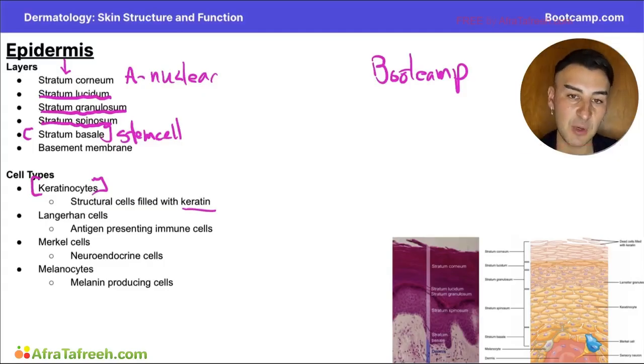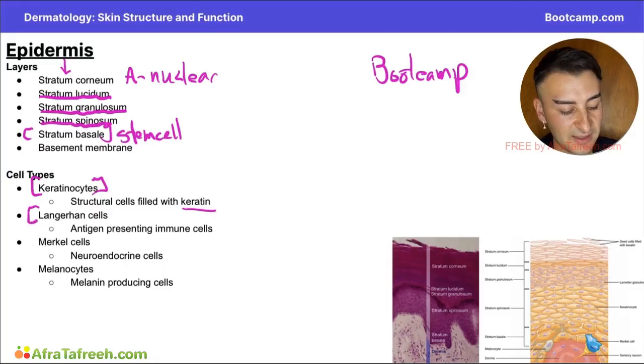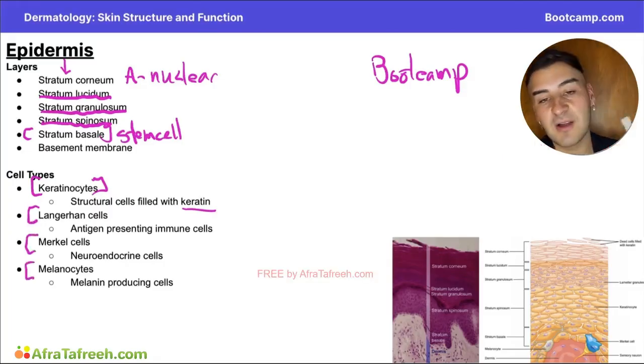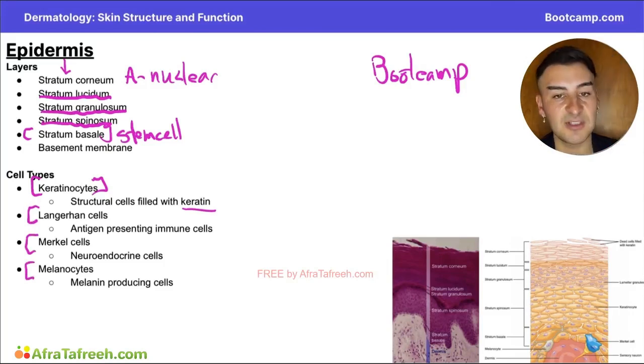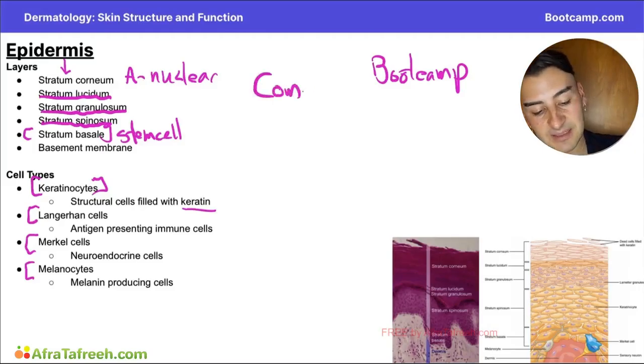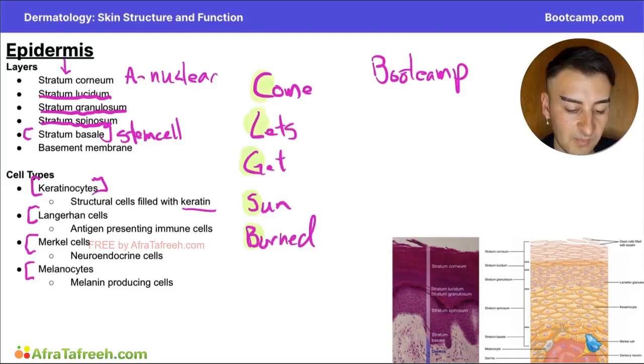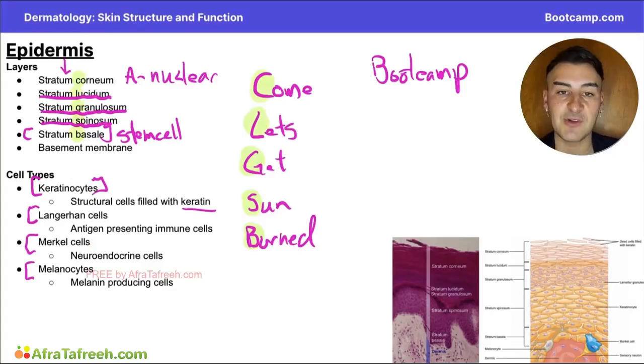Now, there are a few other functions of the epidermis and some specialized cells. These are Langerhans cells, Merkel cells, and melanocytes, and they are responsible for things like producing pigment and helping us with sensation and also some immune function. Now, I want to give you guys a great mnemonic for remembering these layers. It's called Come, Let's Get Sunburned. This mnemonic, the first letters of each word correspond to the first letters of each layer of the epidermis. It's a great way to remember these.